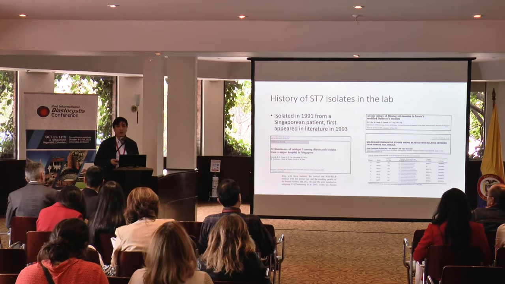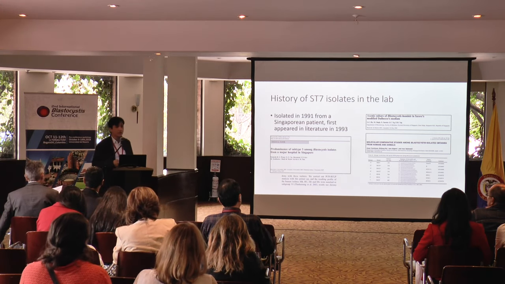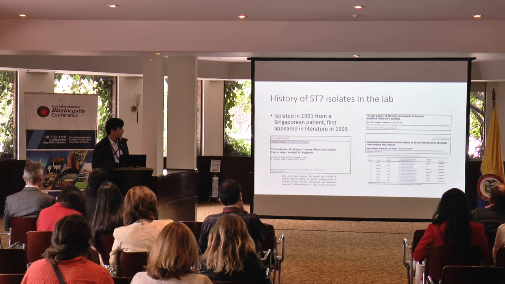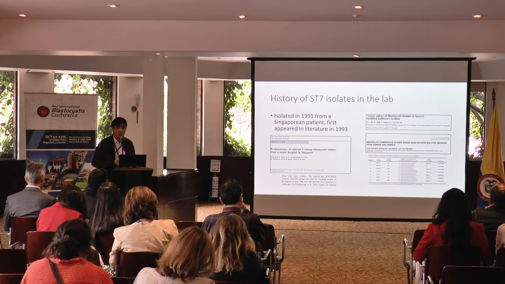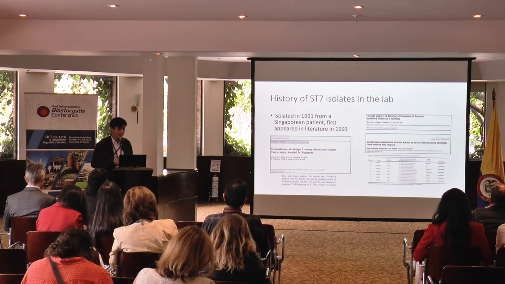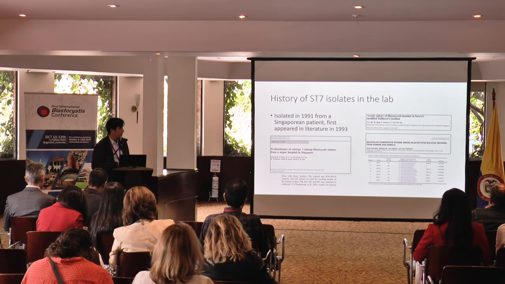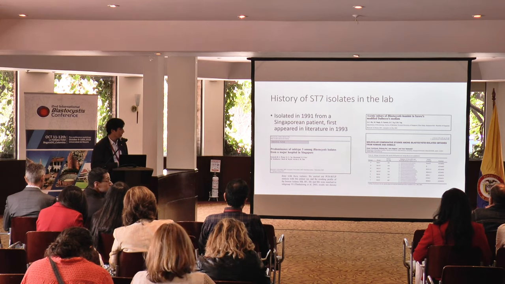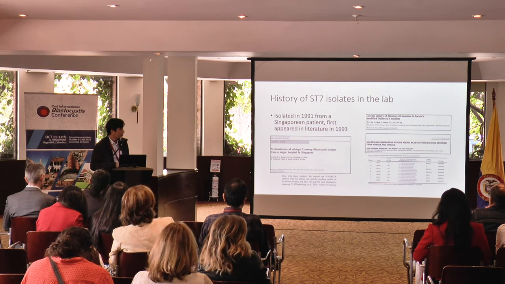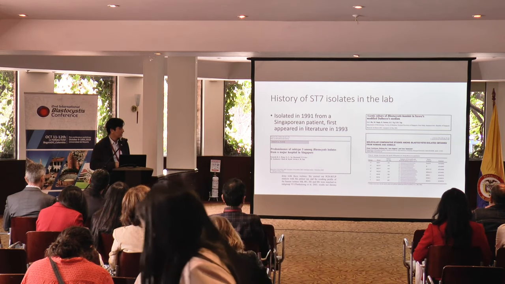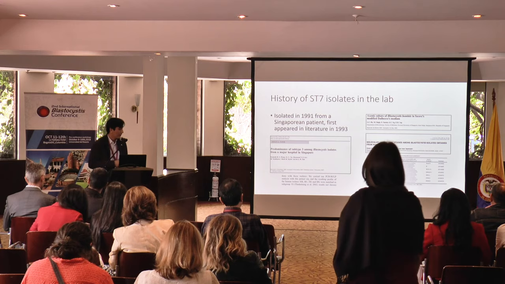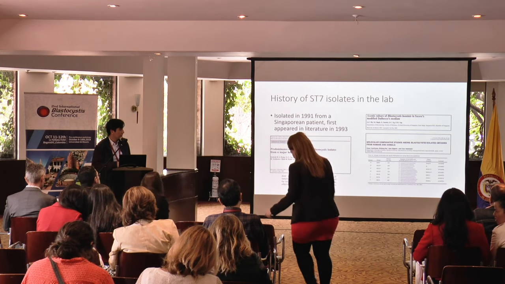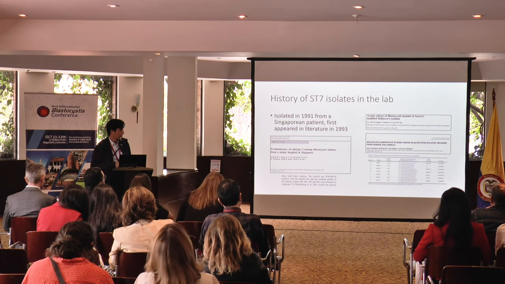But before characterizing the subtype 7 isolate in terms of its pathogenic potential, just a brief history. It was isolated in 1991 from a Singaporean patient. As we know, subtype 7 is an avian subtype, but the one I'm using is from a human patient. It first appeared in the literature in 1993, when they axenized this isolate, and not just this isolate but other subtype 7 isolates. Then as the years went by, they started to subtype it.